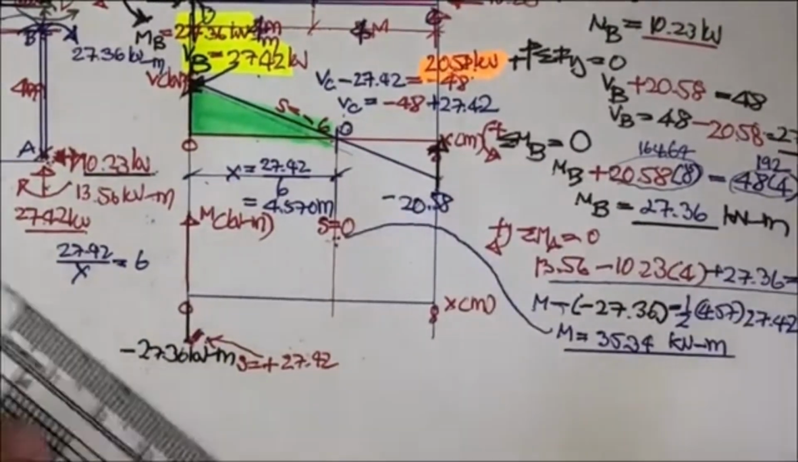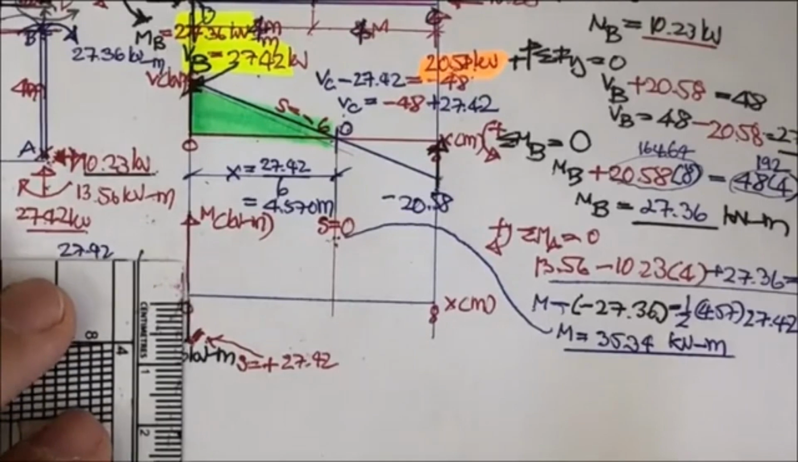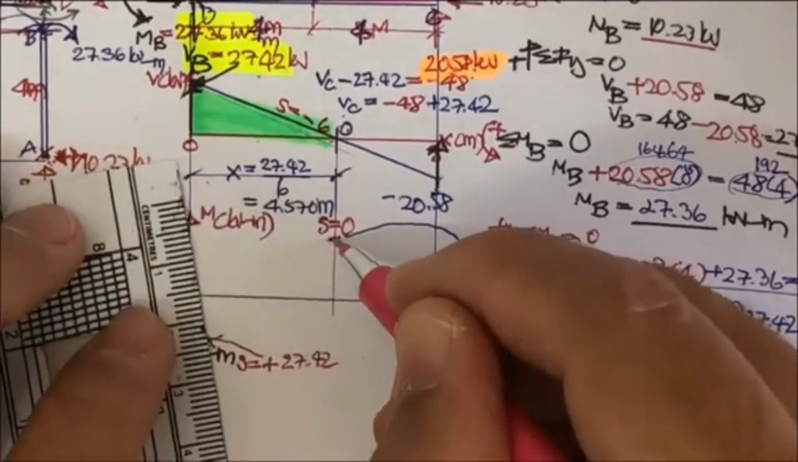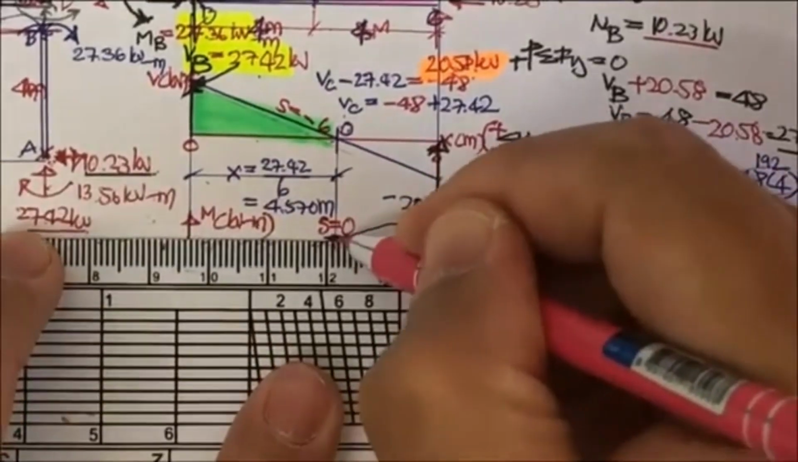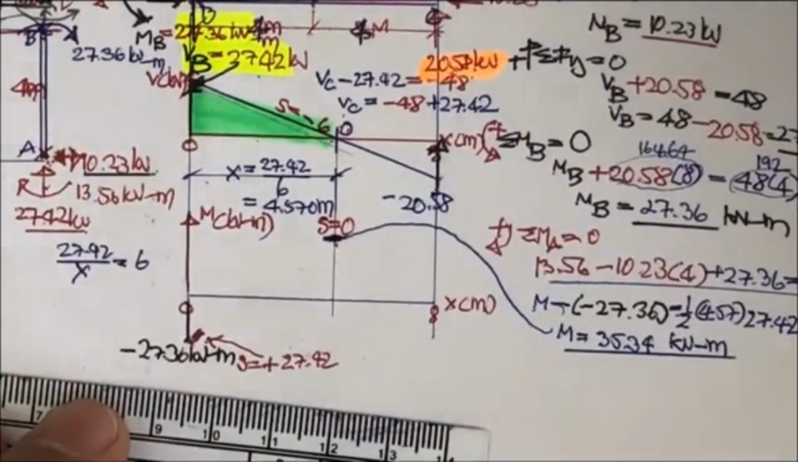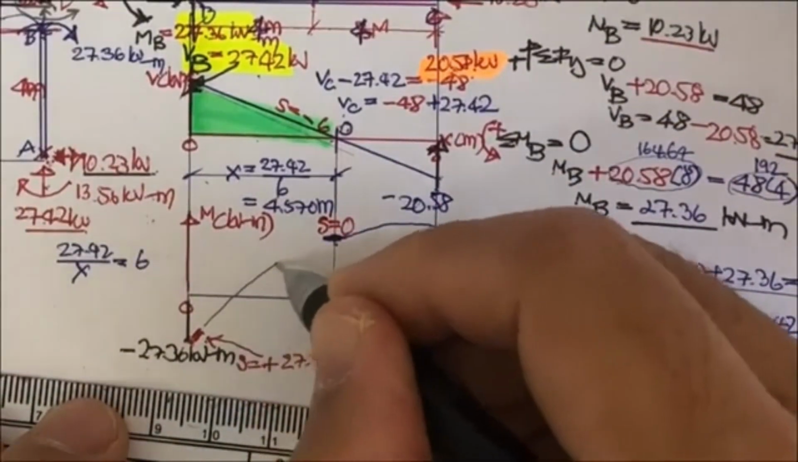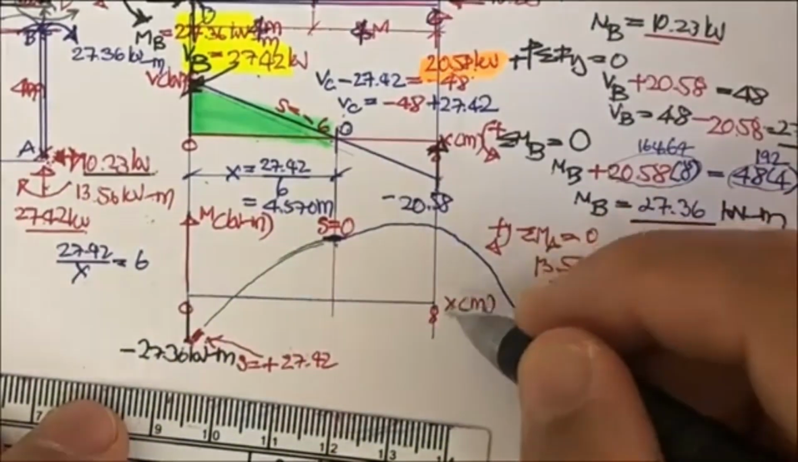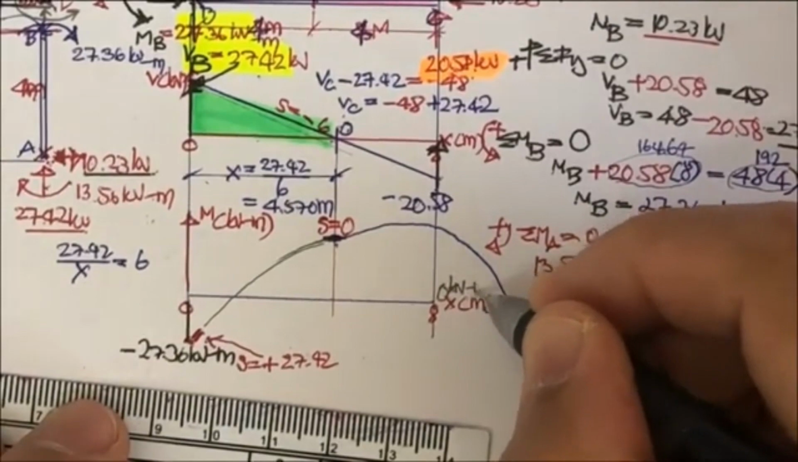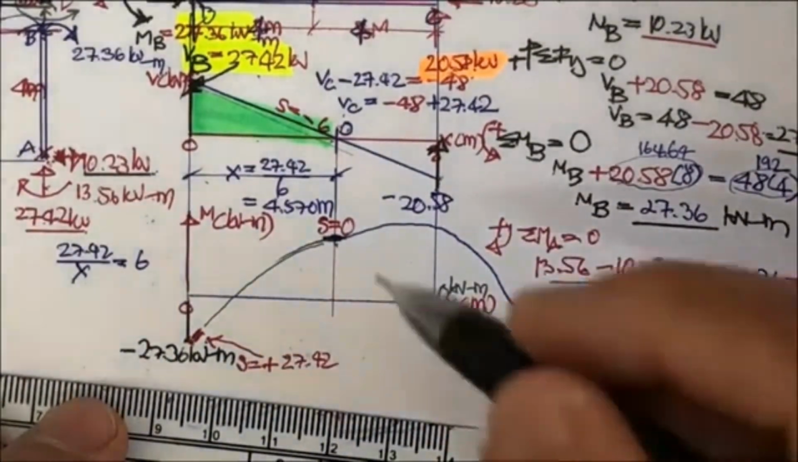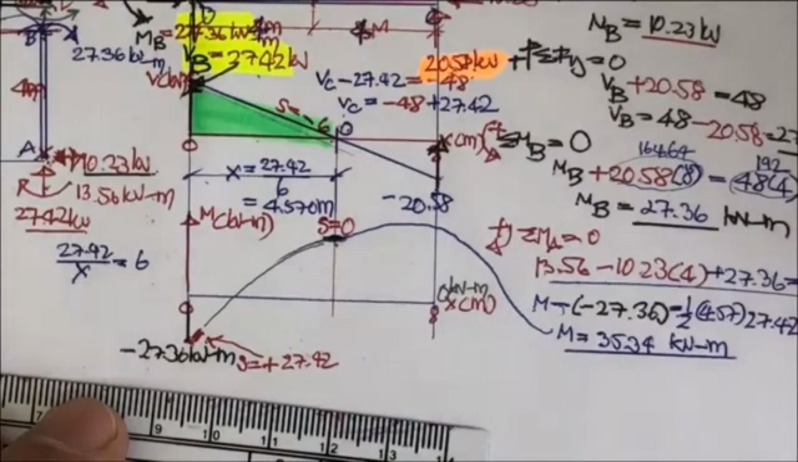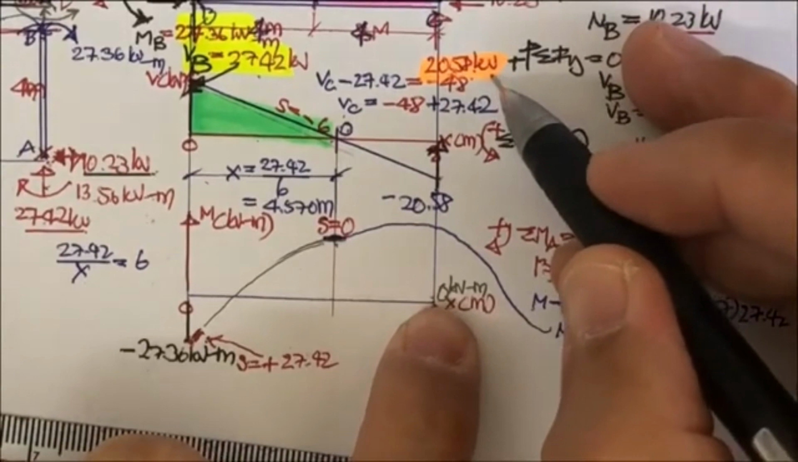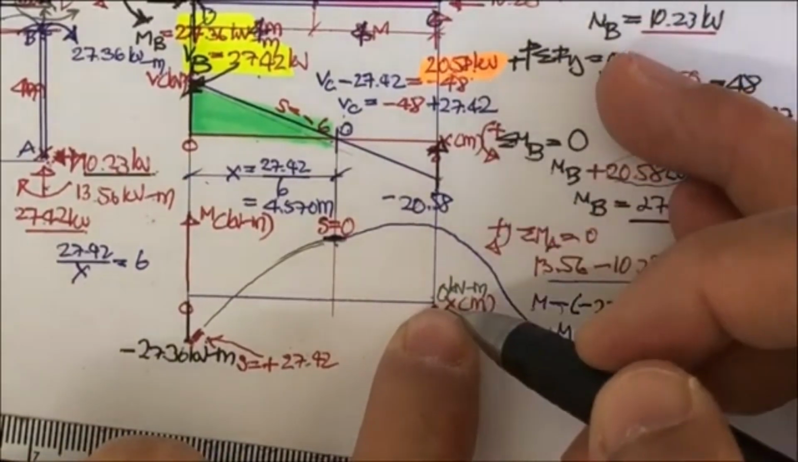Okay, if you put 1 centimeter at the 30, this one is going to be about like this. This is going to be the slope, and this is going to be the slope. So the curve is going to be upward like this. And finally, C is the roller, so this is going to be 0 kilonewton meter. And then this is 0 slope. And over here, we have dM/dx equal to V.